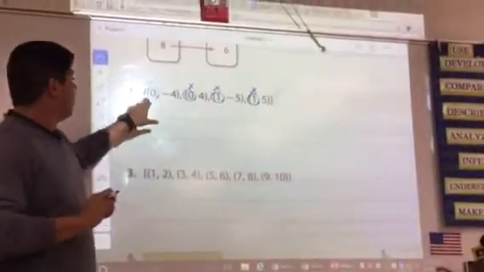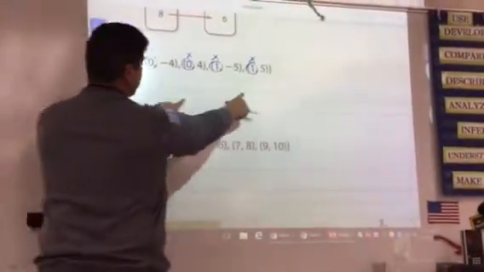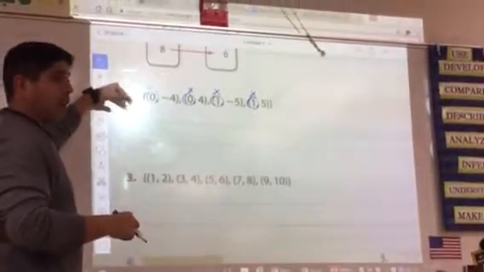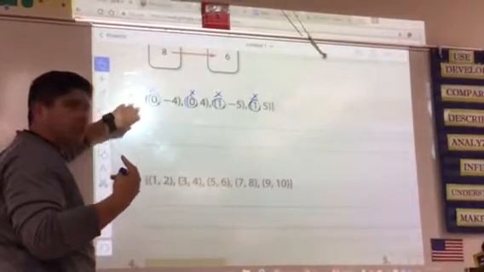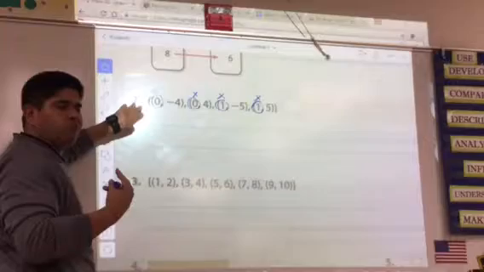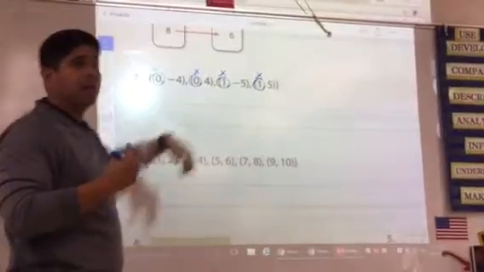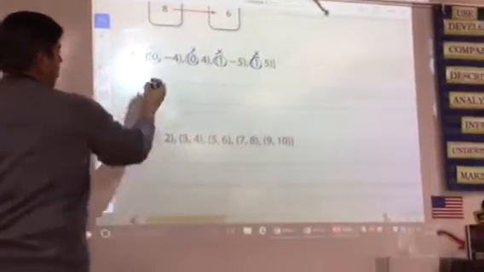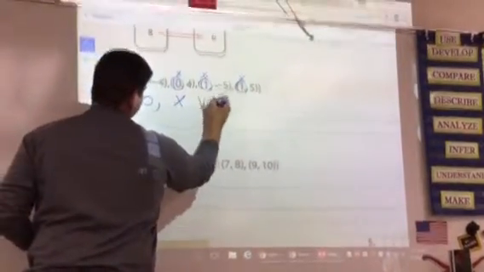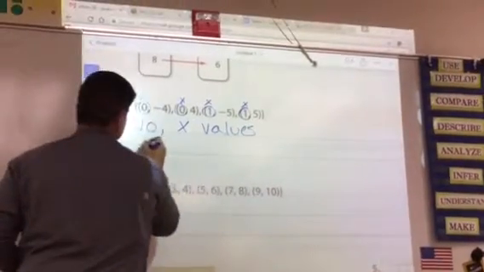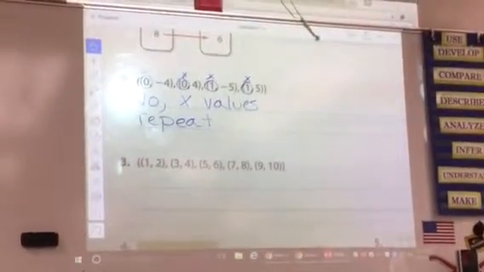Okay, so look, each x value. How many zeros do I have here? 2. How many ones do I have here? 2. So I have 2 x values that repeat. Would this be a function or not a function? Anytime I have any x values that repeat, it's not going to be a function. So this is no. The x values repeat.